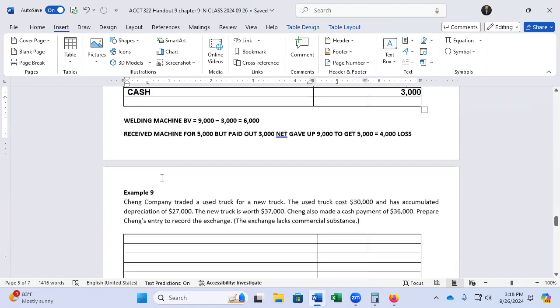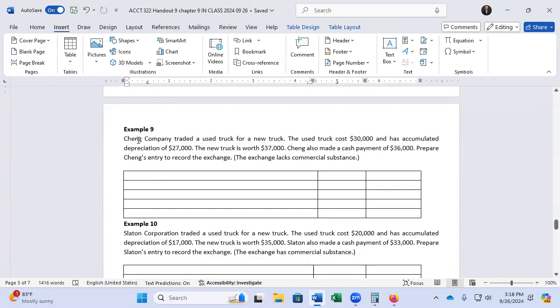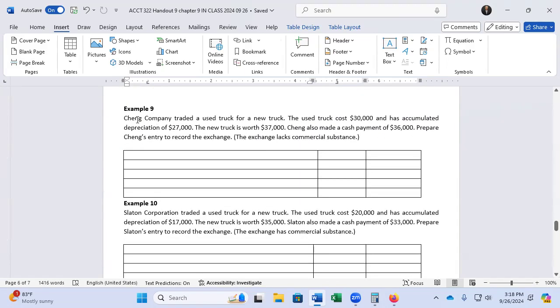Any questions on that one? No? Okay. Number 9, Chen Company traded a used truck for a new truck. The used truck cost $30,000 and had accumulated depreciation of $27,000, so a $3,000 book value. The new truck is worth $37,000. Chen also made a cash payment of $36,000. Prepare Chen's entries to record the exchange.